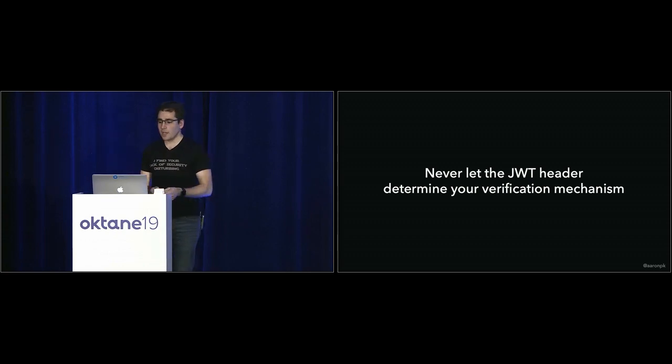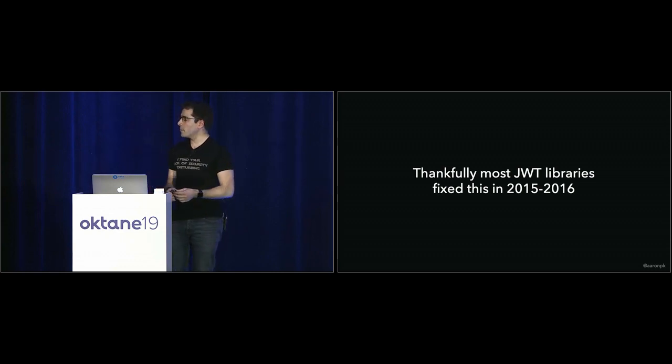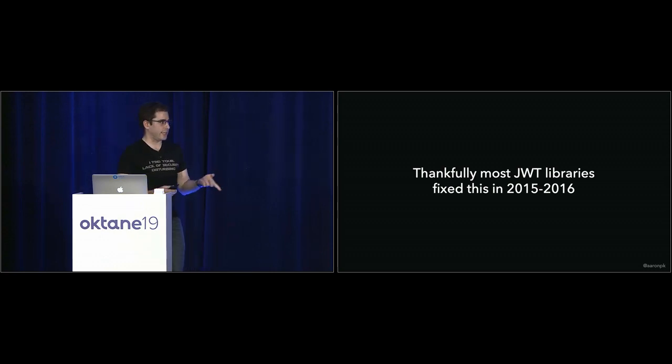Thankfully, I'm pretty sure all of the JWT libraries fixed this in 2015, 2016. They all published updates, and the fix is that when you're validating a JWT, you now have to tell the library in your code which algorithms you accept. So you can still shoot yourself in the foot if you say that you allow the none algorithm, but if you only ever have one signing algorithm, you just put that in, and then you're fine.